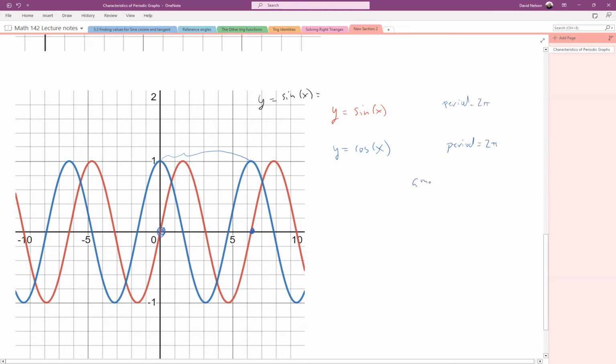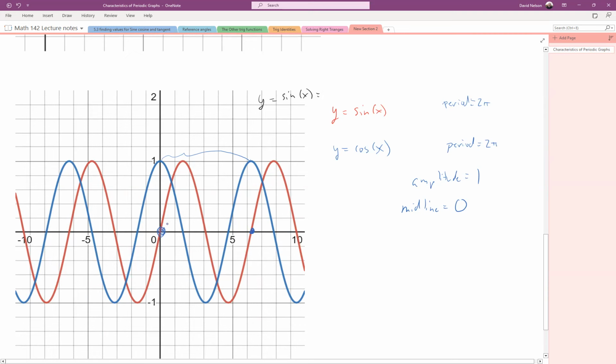The amplitude is equal to 1 for both sets of graphs, and what was the other one that we talked about? The midline. The natural midline that we're looking at is 0 for both of those. So sine and cosine both have the same period of 2 pi. They have an amplitude of 1 and a midline of 0 in their basic form. So period is 2 pi, amplitude is 1, midline is 0 for sine and cosine.